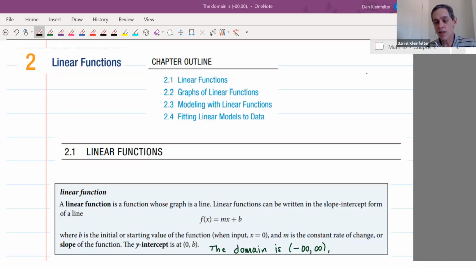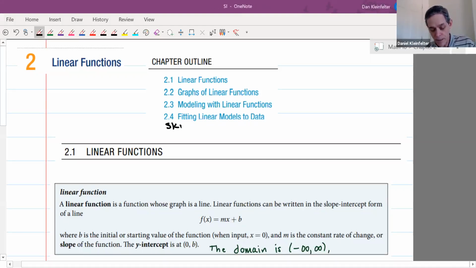Section 2.3 has to do with story problems, essentially. In essence, whenever you see modeling, what is meant there is basically story problems. Section 2.4 we're going to skip, but it has to do with how if you have a set of data, you can create a linear model to somewhat fit that data. Read over section 2.4 if you're interested, but we are not going to cover it as part of this class. So we'll focus really on sections 2.1 through 2.3.